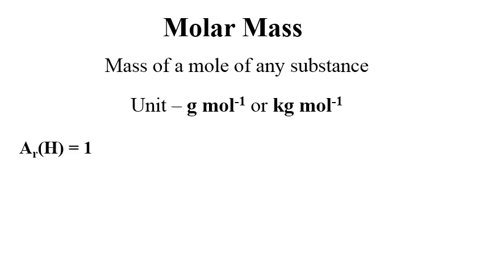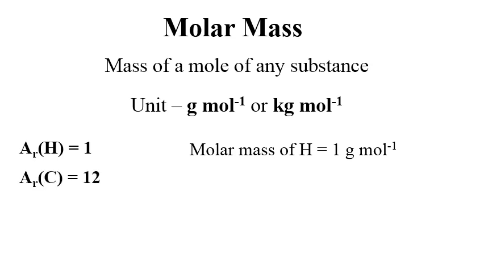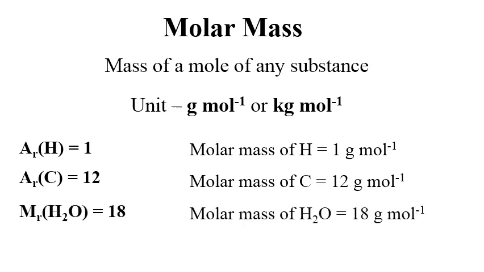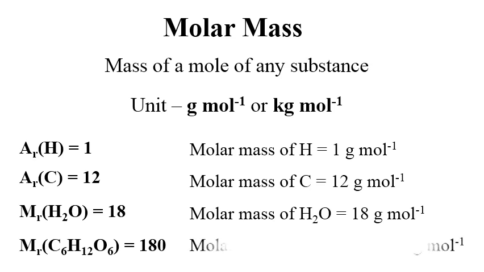As relative atomic mass of hydrogen is equal to 1, molar mass of hydrogen is 1 gram per mole. As relative atomic mass of carbon is 12, molar mass of carbon is 12 grams per mole. Relative molecular mass of water is 18. So, molar mass of water is 18 grams per mole. As relative molecular mass of glucose is 180, molar mass of glucose is 180 grams per mole.